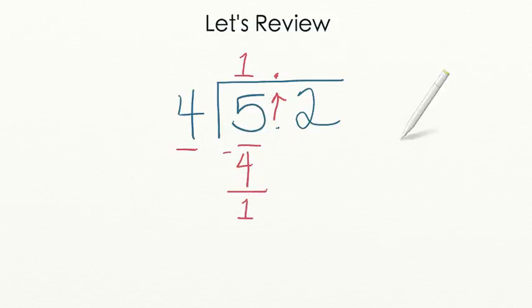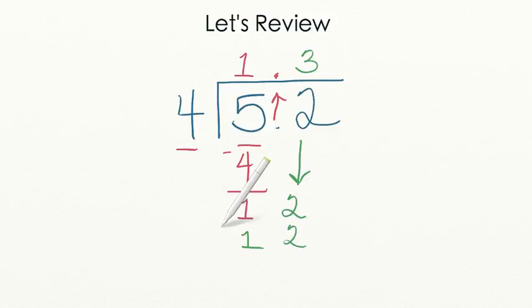Now our next step is to bring down our tenths place. How many times can 4 go into 12? 4 can go into 12 3 whole times. 4 times 3 equals 12, and we have zeroed out our equation. So dividing decimals isn't very scary, as long as you remember to always start by moving your decimal value into your quotient.